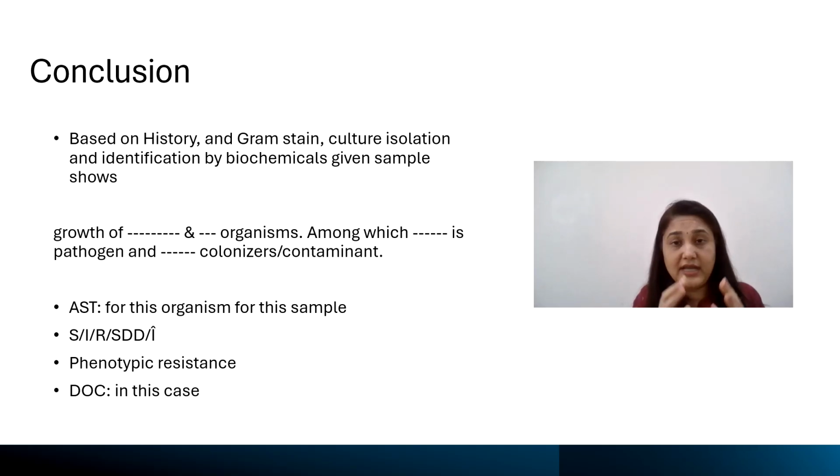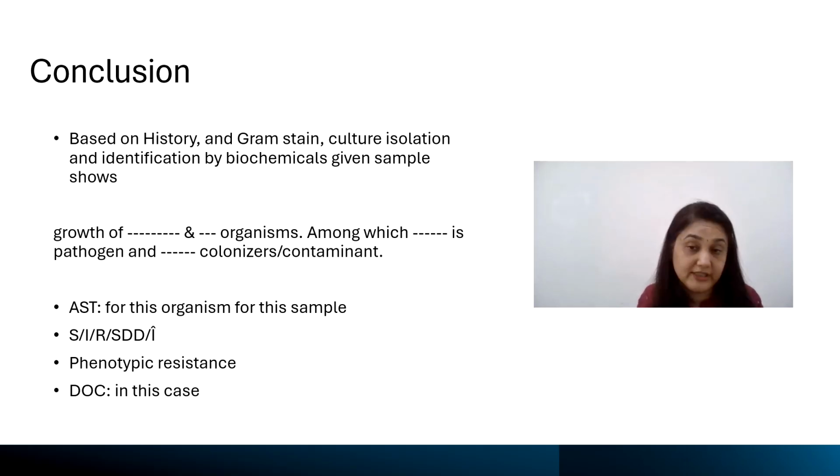At the end, one has to understand how we have to report. So you have your history. Based on that, you have your probable diagnosis. You have gram stain, motility, biochemical identification of the organism. You know your pathogen now, and you also know your colonizer or contaminant. Based on this, you have to mention that this can be used. And what is the AST of this particular organism? Interpreted as S, I, R, SDD and I-caret.